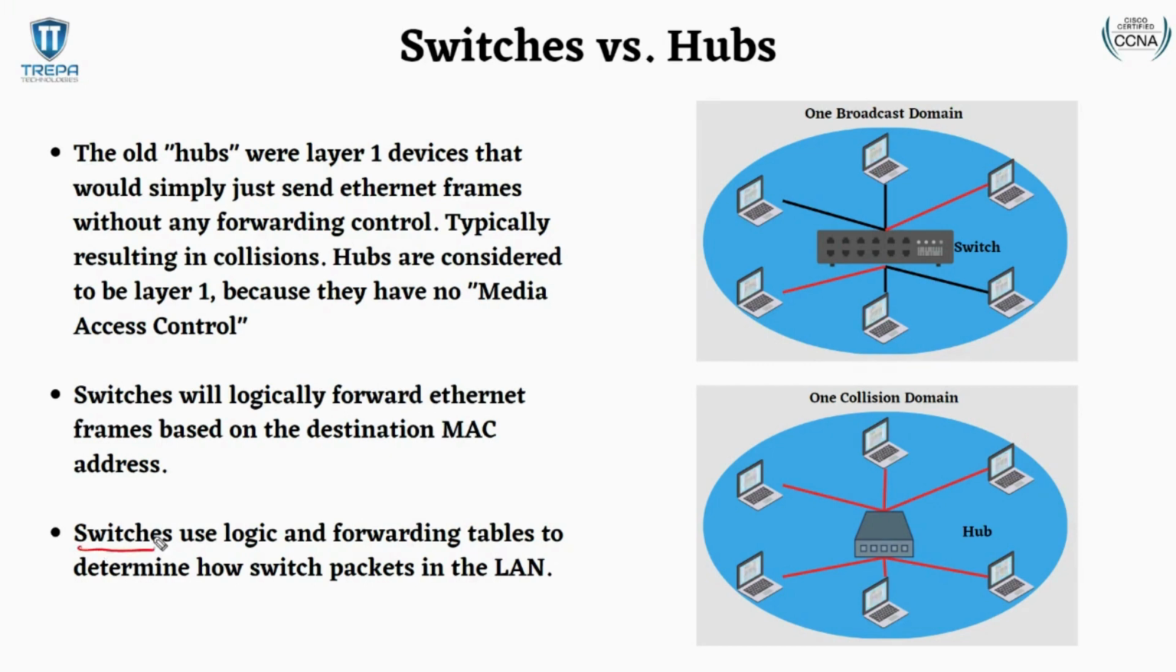Now with switches, like we've been saying, they're going to use logic and a forwarding table, which is going to be our CAM or our MAC address table, which we're going to get into, to determine how we switch frames in the LAN.